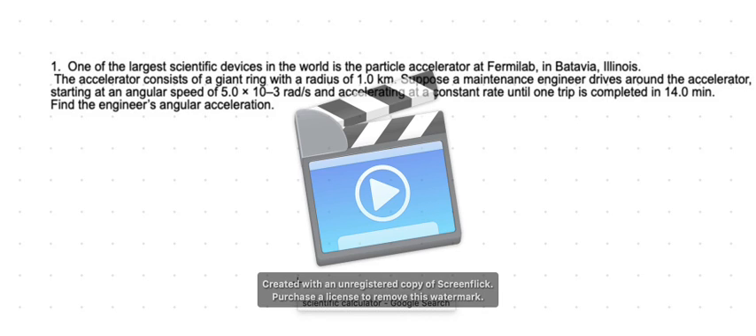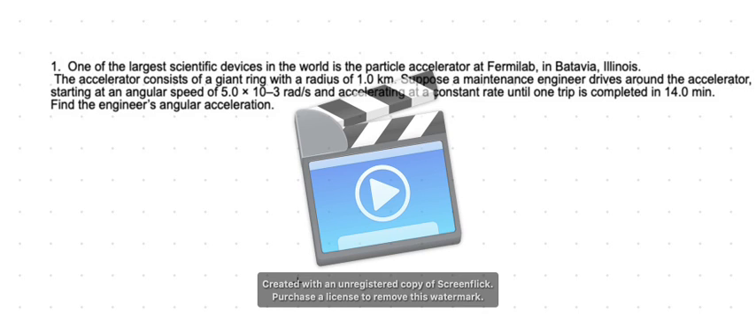So this is from the Angular Kinematics and Acceleration worksheet, and it's question number 3 on the back of the worksheet. So this question reads, one of the largest scientific devices in the world is the particle accelerator at Fermilab in Batavia, Illinois. The accelerator consists of a giant ring or circle with a radius of 1 kilometer.